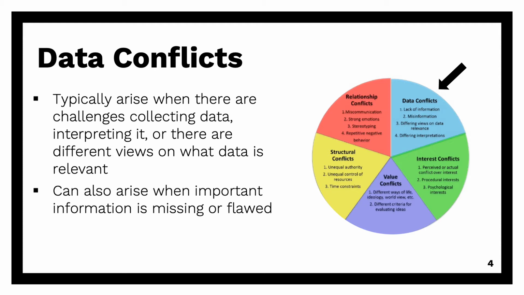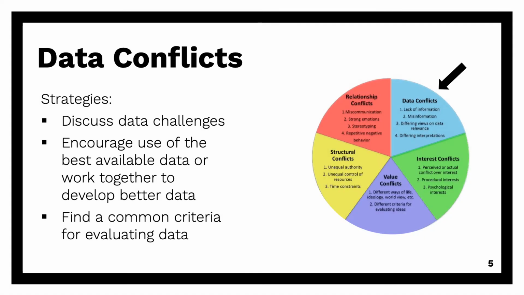When data conflicts occur, there are a few useful strategies to address them. The strategies are as follows. You can discuss data challenges. Try to figure out where the root of your problem lies so you can address it. In our example, the challenge is arising because some members of the club think the information from the survey provides the best information, while others think the information gathered from conversations is more helpful.